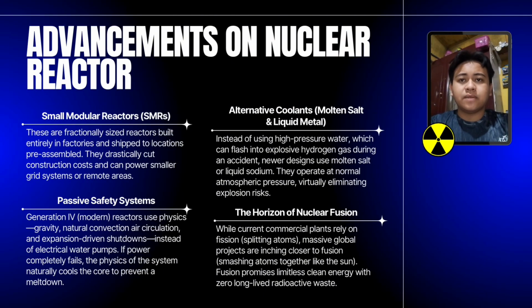Second is passive safety systems. Generation 4 modern reactors use physics, gravity, natural convection and circulation, and expansion-driven shutdown instead of electrical water pumps. So, if power completely fails, the physics of the system naturally cools the core to prevent a meltdown.